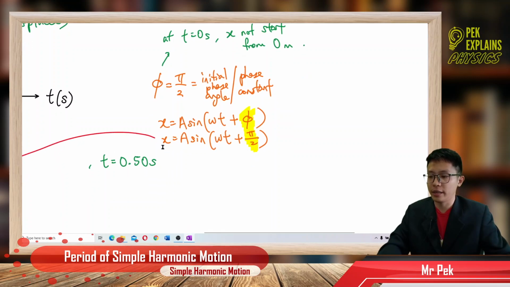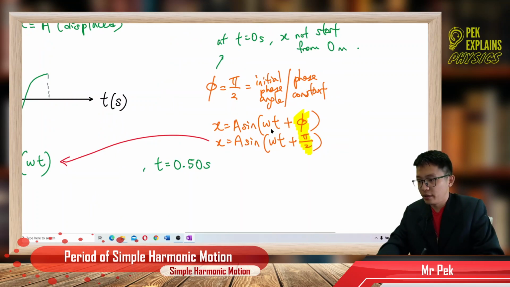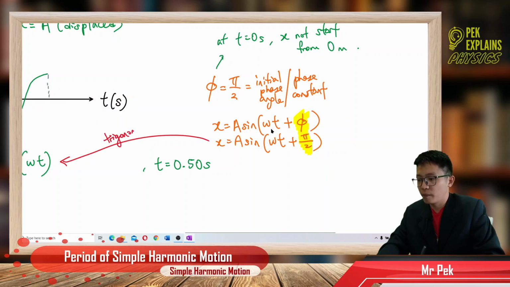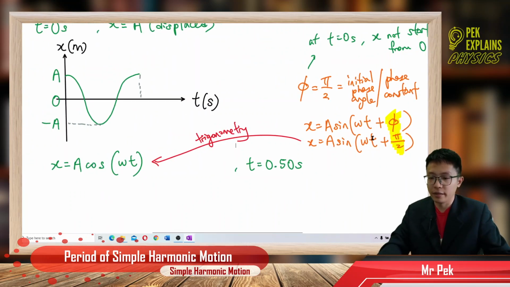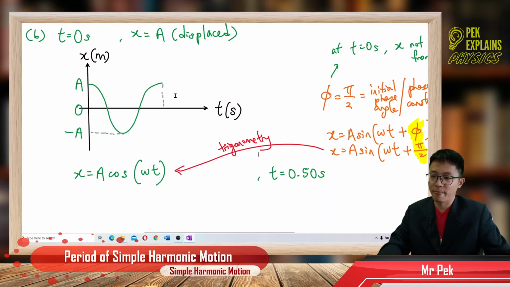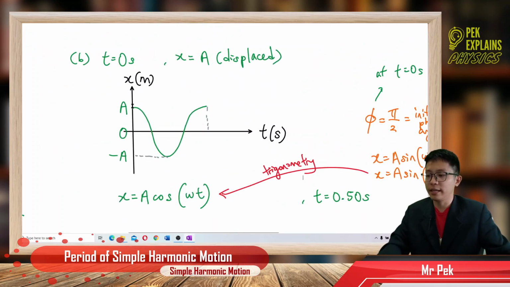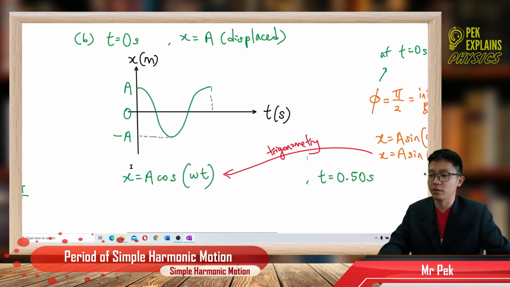So actually the equation is x equal to A sine omega t plus pi over 2. But if you use trigonometry, you try and derive this A sine omega t plus pi over 2, you will get cos omega t. You get actually a cos graph. So at 0 second, it starts to oscillate from the amplitude. So actually, it's a cos graph and cosine equation.